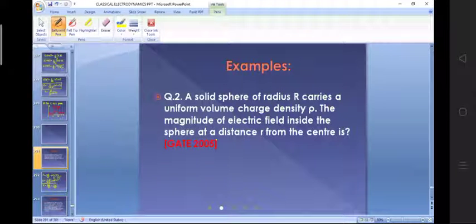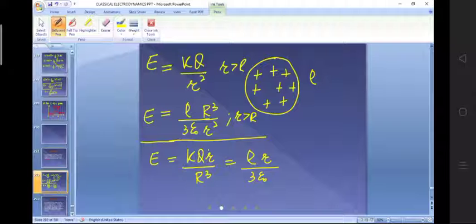So you are supposed to calculate the electrostatic field at a distance r from center. So that means both inside as well as outside. So we are done with that. So this is the electrostatic field, and this is true when small r is less than capital R. So we have calculated the electrostatic field inside as well as outside. Okay, so done with this problem.